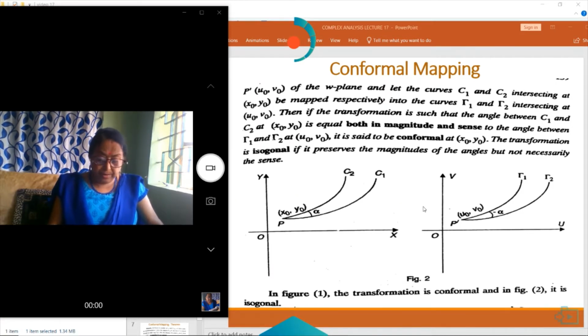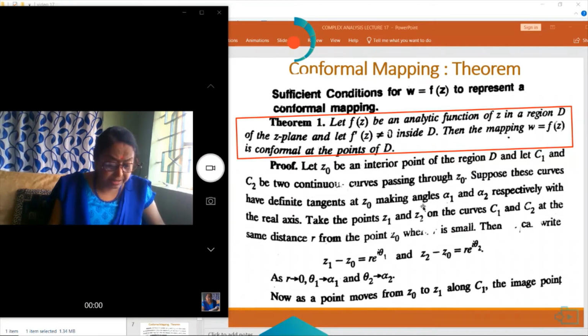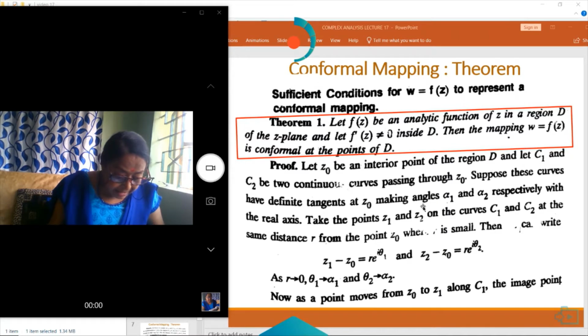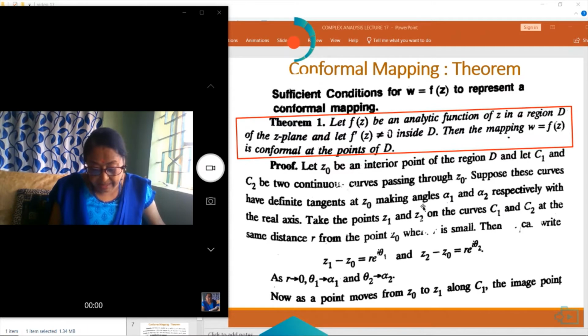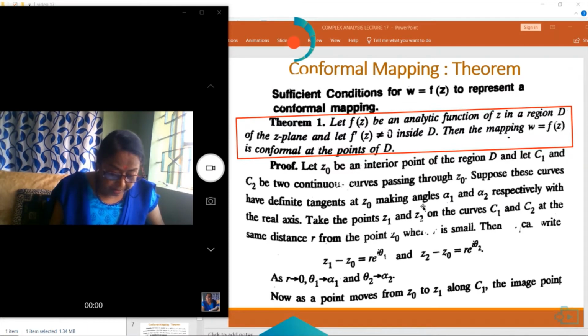So now we will start the sufficient condition for w is equal to f(z) to represent a conformal mapping. Let f(z) be an analytic function of z in the region D of the z plane, and f dash z is not equal to 0 inside D, then the mapping w is equal to f(z) is conformal at the points of D.